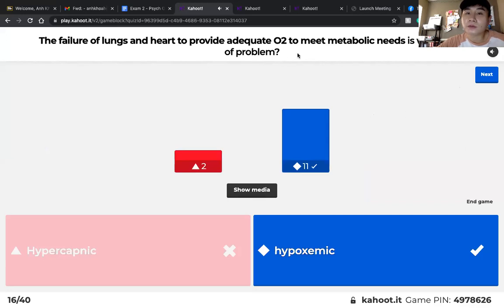Perfect. So respiratory failure is the failure of the lung and heart to provide adequate oxygen to meet metabolic needs. So we don't have enough oxygen circulating inside the body. It is issues with hypoxemic. Hypercapnic is retaining carbon dioxide.